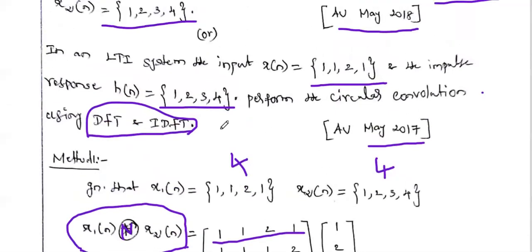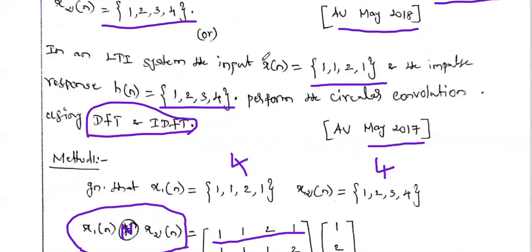One more time, instead of this 4-point DFT, the question is 8-point. One sequence x1 of n is given as an 8-point sequence and x2 of n is given as another 8-point sequence. So using DFT and IDFT, performing the circular convolution problem was asked one time. I think it was the May 2018 question. If it is an 8-point DFT, it is a very lengthy problem.